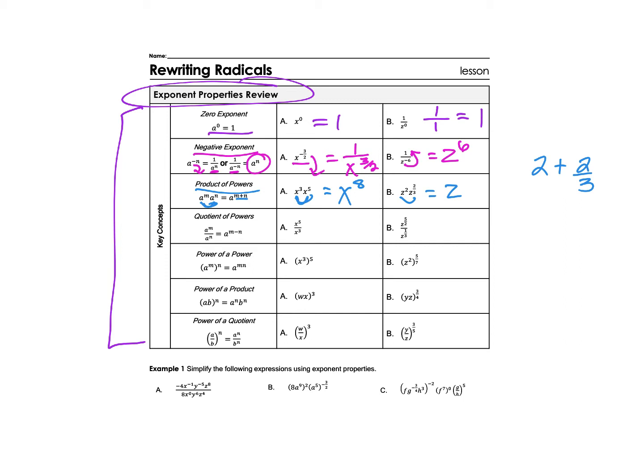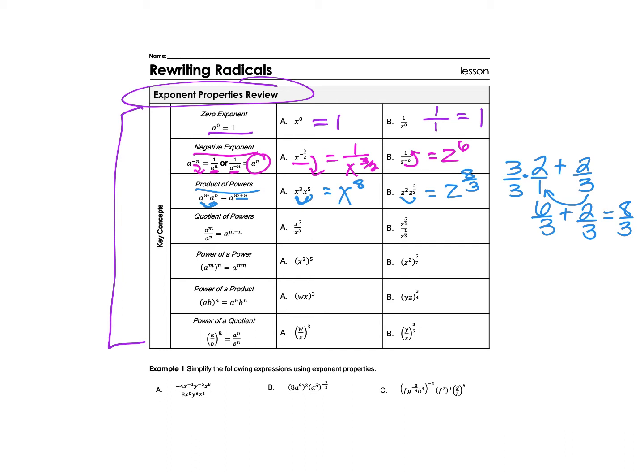So I have to get a common denominator, which would be a 3. So I'll multiply this one by 3/3. That would give me 6/3 plus 2/3. When you're adding fractions, you only add the numerators. So that would be 8/3. You can also use a calculator. 2 plus 2/3, you should get 8/3.